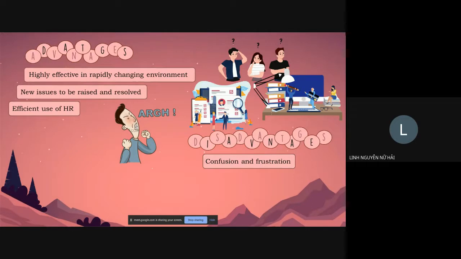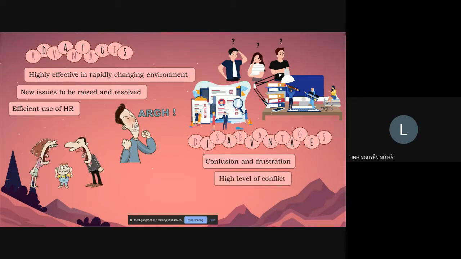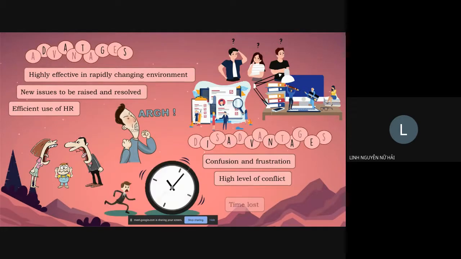The matrix structure also can generate a high level of conflict because functional and divisional approaches head in different ways. Rivalry between the two sides of the matrix can be exceedingly difficult for two-boss employees to manage. And this leads to time lost to meetings and discussions devoted to resolving these conflicts.